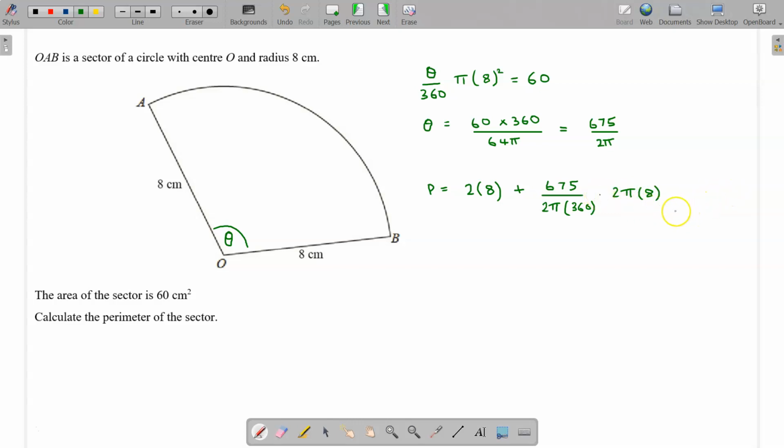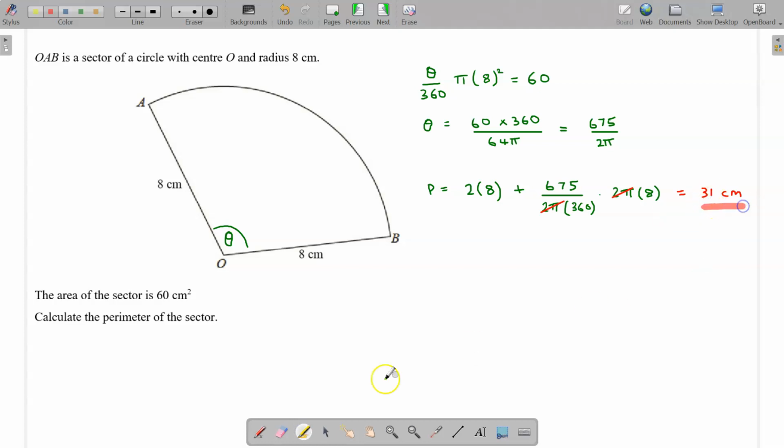Okay, now again you can see straight away that the 2 pi's will cancel here, so that's very convenient, and this is one of the advantages in leaving it in exact form like this. Okay, so they can actually cancel, and we can simplify the rest of it on the calculator, and it comes to exactly 31 if you put that on the calculator. Okay, so 31 centimeters, and that's the answer.